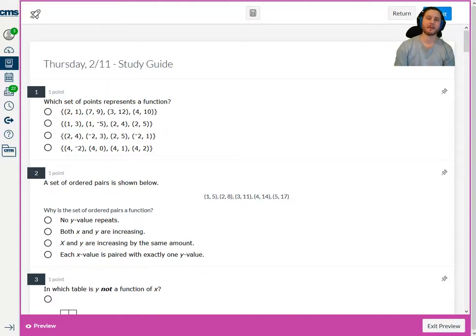Alright, this is our review of our study guide for today. It's Thursday, February 11th. We're going over mostly identifying functions. Numbers 1 through 9 we're just following the vertical line test and X repeating test. The other 6 are actually the real hard ones.